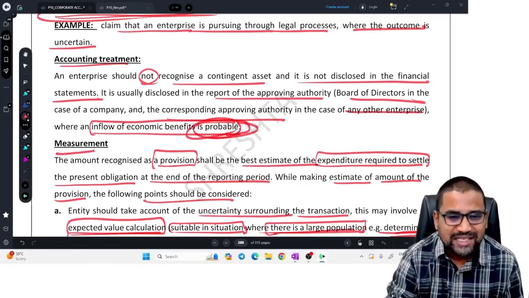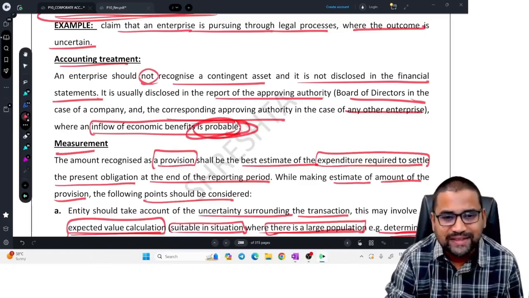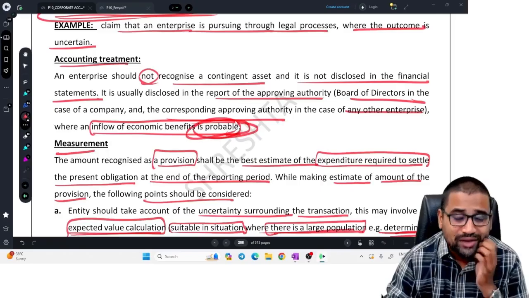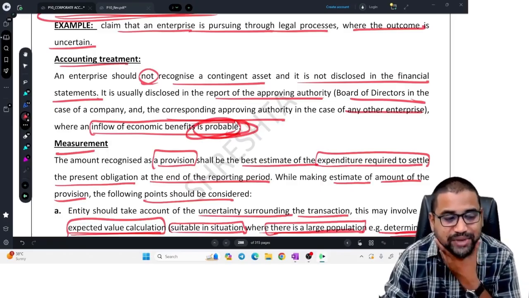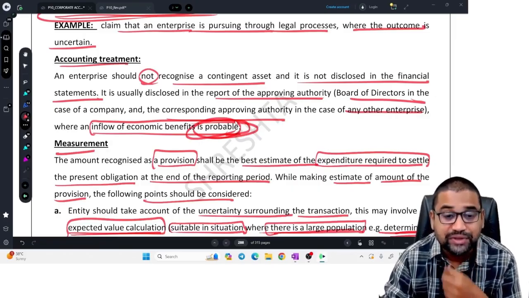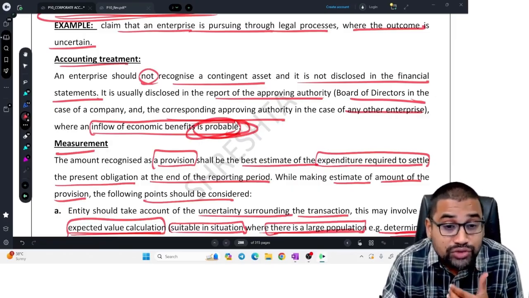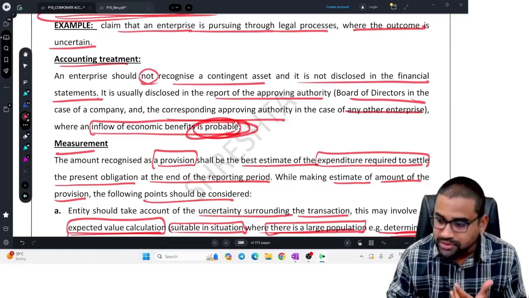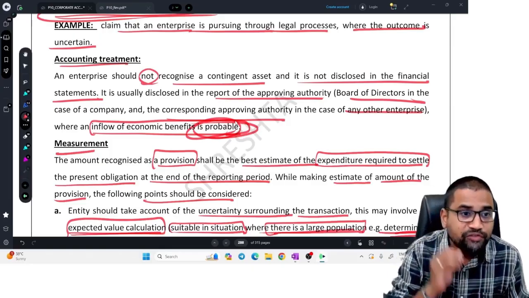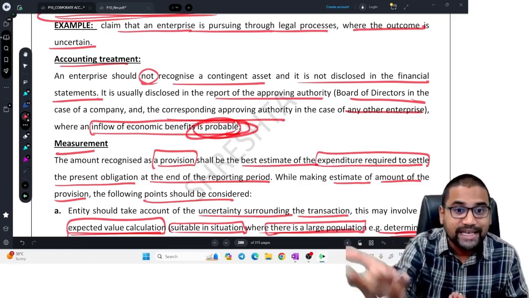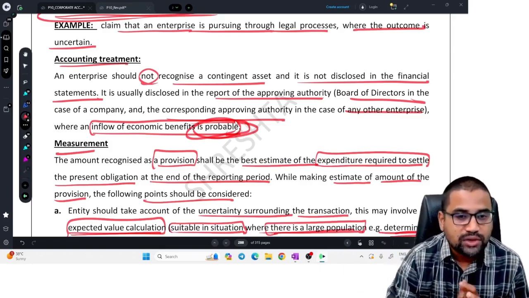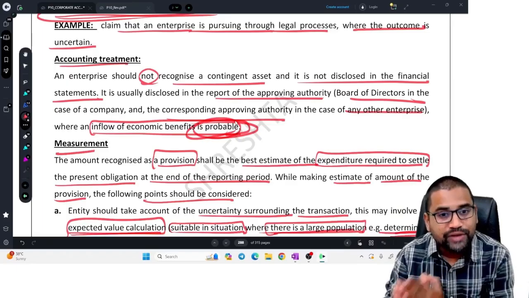Sir, what if there are very few chances that we are going to get anything from this asset? Even though we are expecting an asset, it is a very rare chance. If management estimates that there is a very rare chance that we are going to receive it, then it is not even required to be disclosed in the board of directors' report. So only if the inflow of economic benefits is probable, meaning more likely, can we disclose a contingent asset in the board of directors' report.